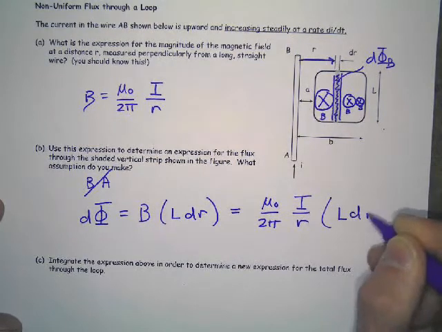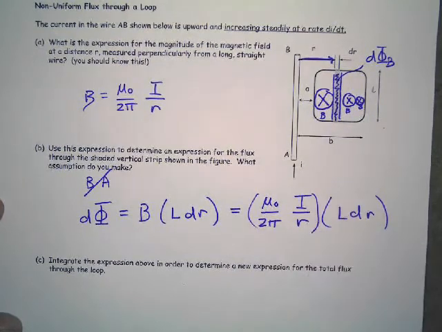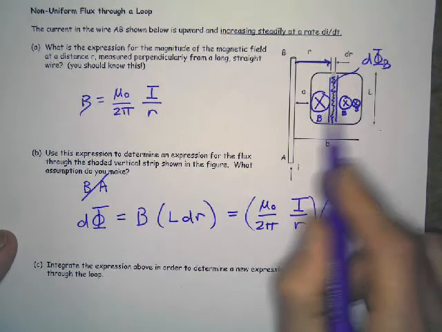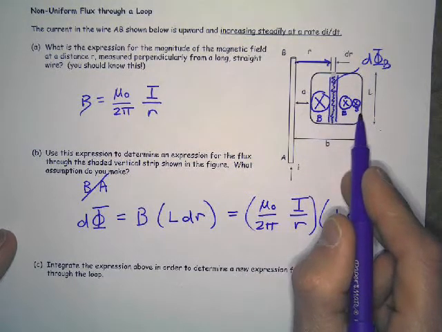So that allows me to do this substitution here for B. Okay. Now, if you think about it, what if I made my slice go the other way? What if my slice was perpendicular to the wire? Could we still do this?